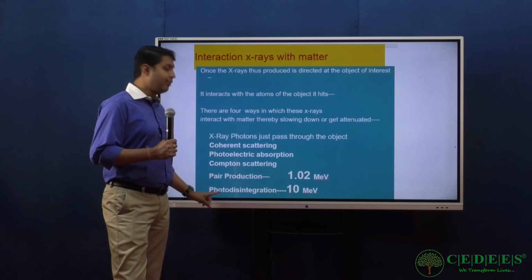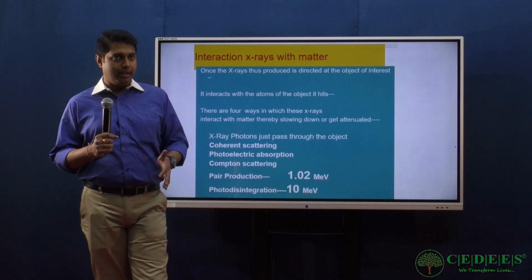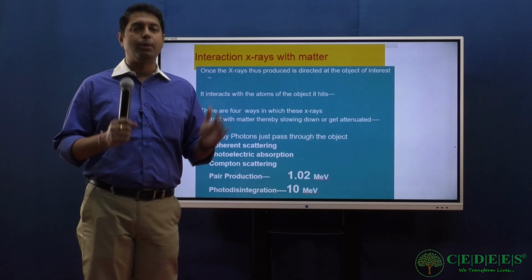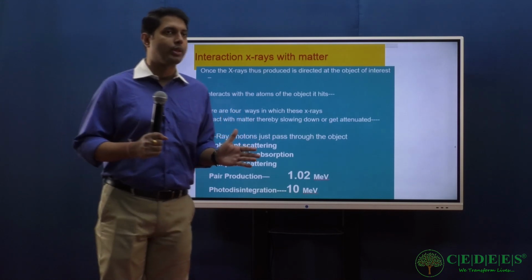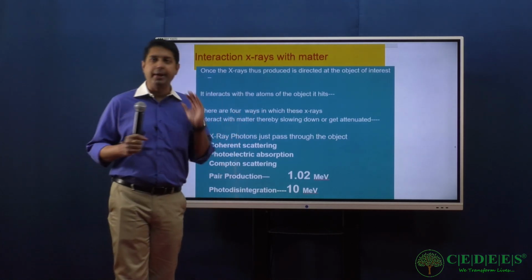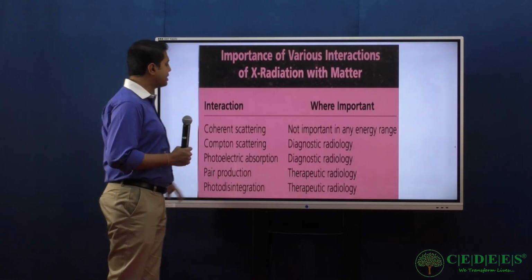So how many are there? 5. And the last one, that is the 6th one, is no interaction at all. Almost about 9 to 11% of no interaction happens with the tissues at all. Okay, so let's get into the deeper aspects.